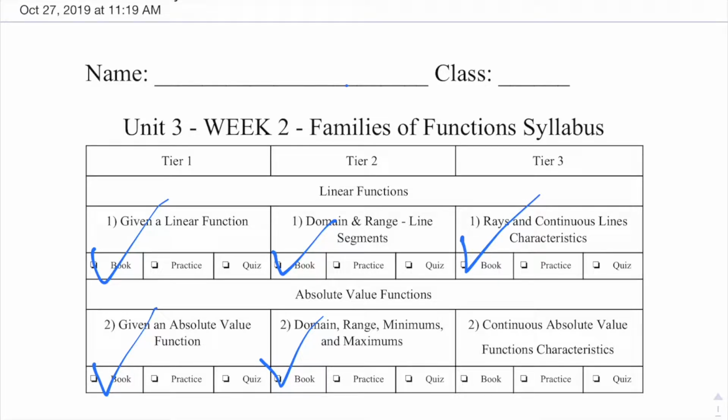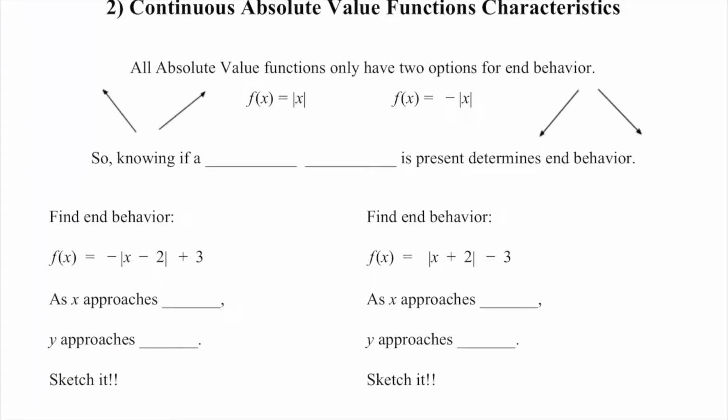We are in Unit 3, Week 2, Family Function Syllabus. We are in Tier 3, Lesson 2, check off your booklet. Lesson 2, Continuous Absolute Value Function Characteristics.